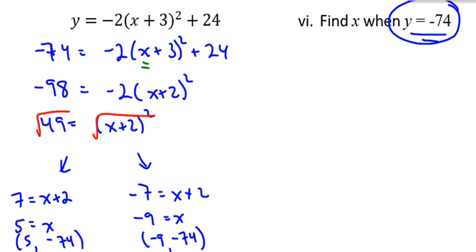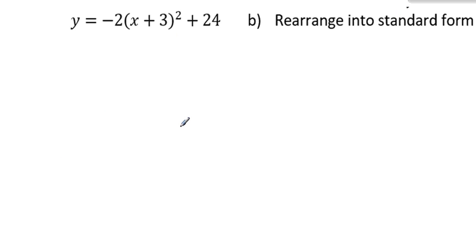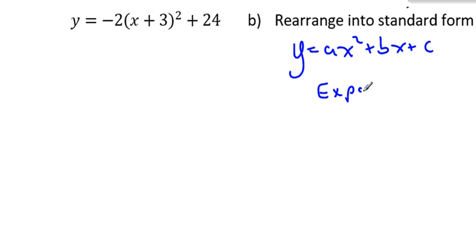Okay, what's next? Now I need to rearrange into standard form. So remember that standard form looks like this. It is the expand and simplify result of a quadratic relationship. So I need to expand this and then collect like terms by simplification.